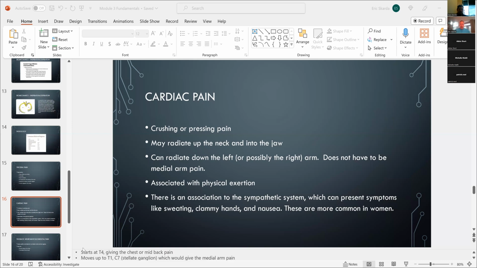Tends to start at T4. Okay, that's the associated innervation of the heart, which will tend to give us that initial chest or mid back pain. And then what will tend to happen with that is the signal will tend to travel upward through the sympathetic ganglion. Okay, so it'll move up to the stellate ganglion around T1 or C7. That tends to give us that medial arm pain.